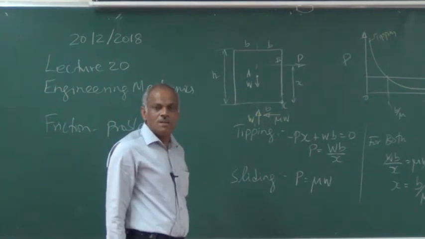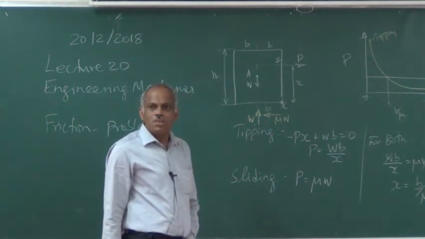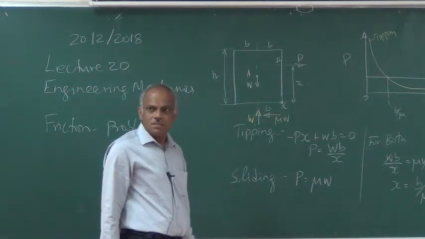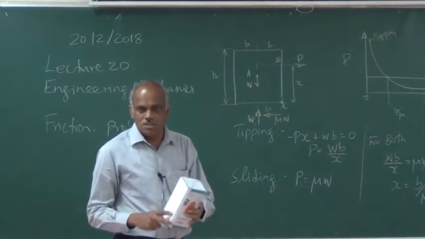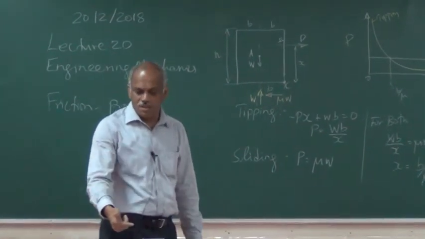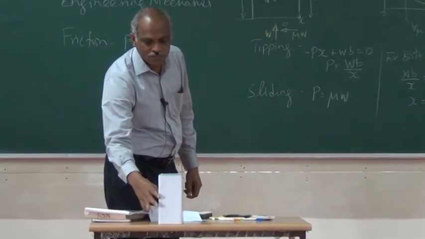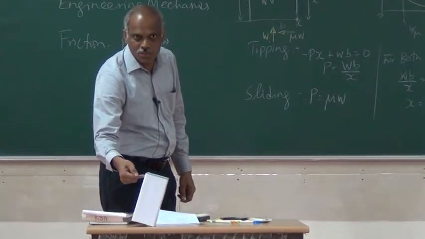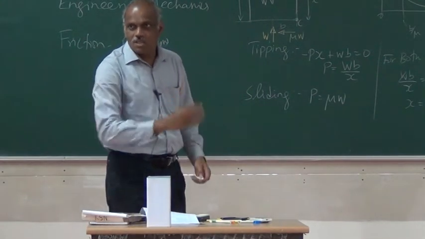It is a problem of tipping and sliding of a block. You are asked to find out at what height the force should be applied such that tipping and sliding occur simultaneously. If you take a block like this on a horizontal surface, and apply a force at the bottom point, you can see it slides. If you apply it at higher levels, it tips. So you have to find the position at which it both tips and slides simultaneously.